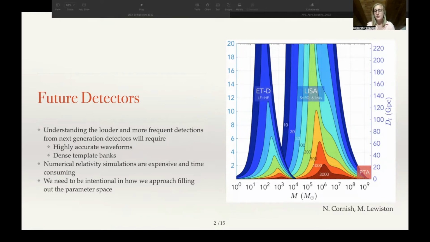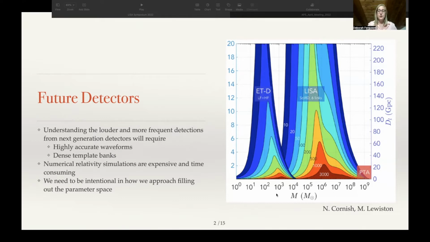As you can see on this figure on the right, we have plots for LISA and Einstein Telescope showing the color contours, which are the signal-to-noise ratios of events of given total mass detected at a given distance on the right or redshift on the left. And what you can see is that we expect many signals to fall in the hundreds SNR, and we expect some even to be seen up to 3,000 or higher.